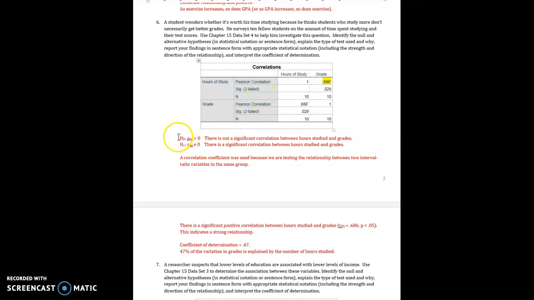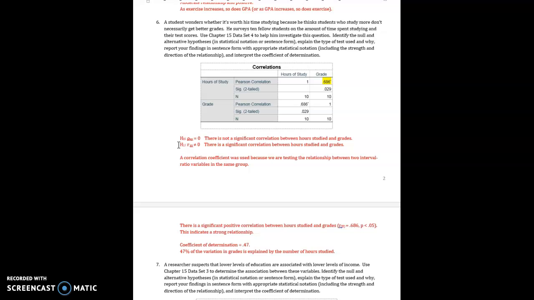So recall that our null hypothesis is always this rho, the correlation in the population. This XY signifies each of the variables. X in this circumstance would be hours of study, Y would be grade, and here we're saying there's not a significant correlation between hours studied and grades. Always, always, always with correlations, your null hypothesis is that there is no correlation between the two variables.